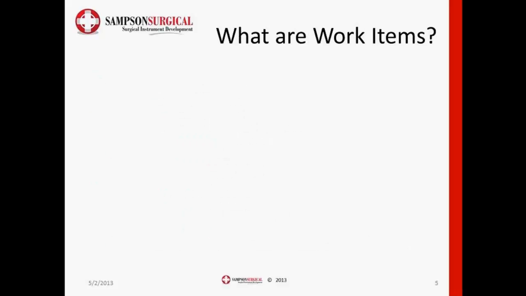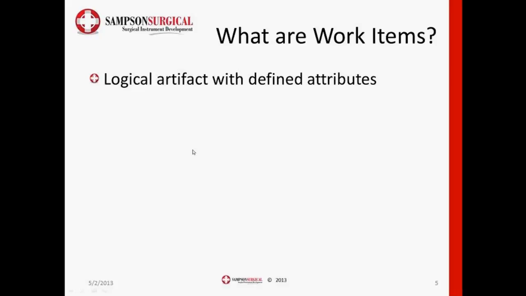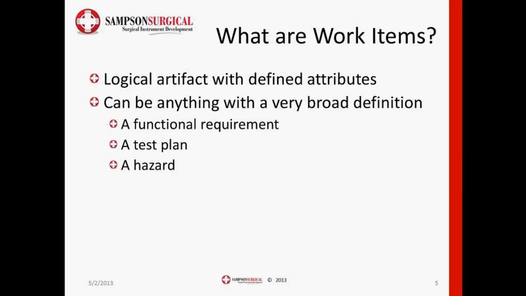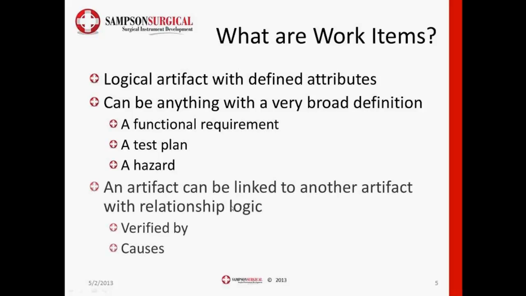Now we're going to get into how we're going to organize the data. Polarion has an artifact which they term a work item. A work item is a logical artifact with defined attributes. So essentially it's something that can be assigned a very broad definition, and examples of this in the control as we go along are requirements, test plans, and hazards. This is a very flexible definition in that we can add almost any kind of artifact that you'd like, so long as it's defined.